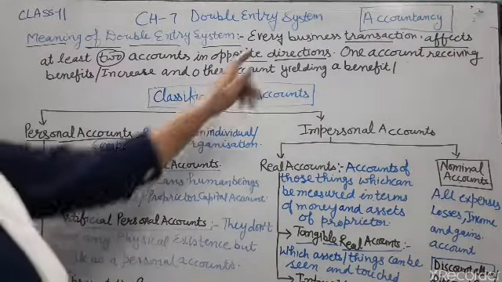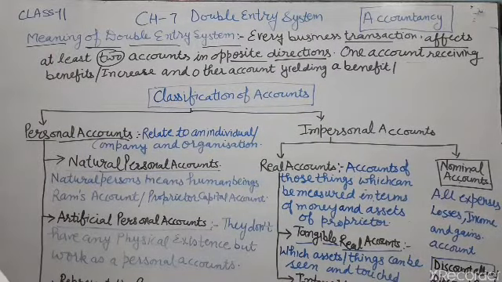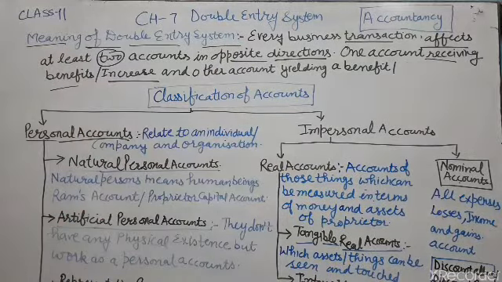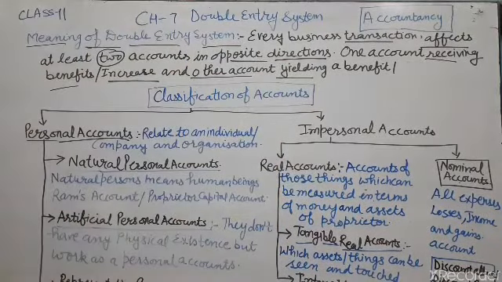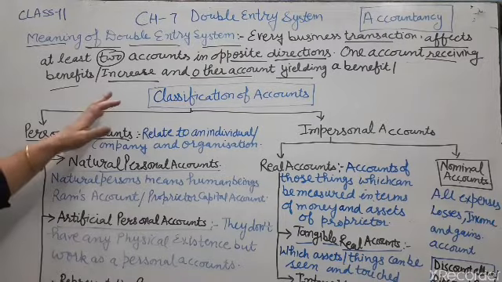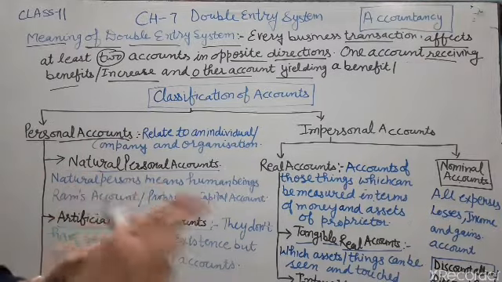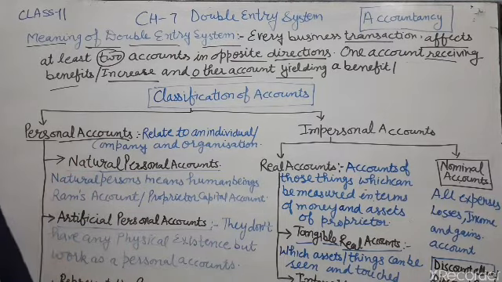Double entry system means every business transaction affects at least two accounts in opposite directions, and one account is receiving a benefit or increase, but the other account is yielding a benefit. So according to the double entry system, one transaction is recorded in at least two accounts. It never means recording the transaction two times.